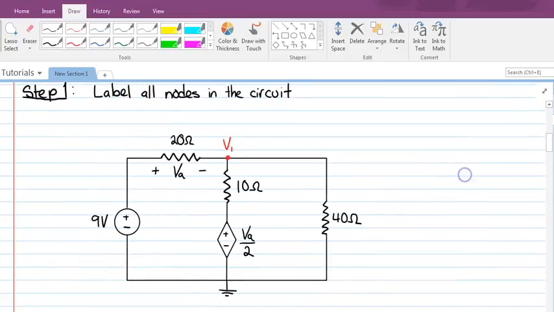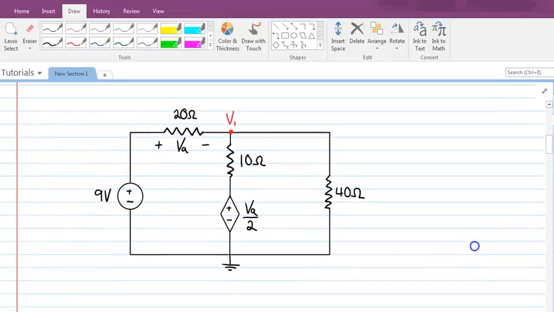Notice that there's only one non-ground node in our circuit, so I've labeled it V1. Let's call it node 1, and let's call the voltage at that node V1. So what's the next step of the problem?